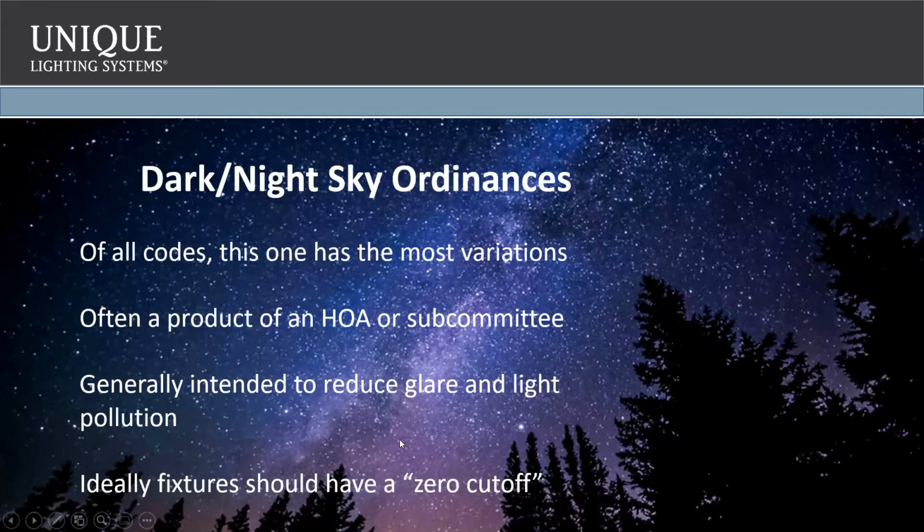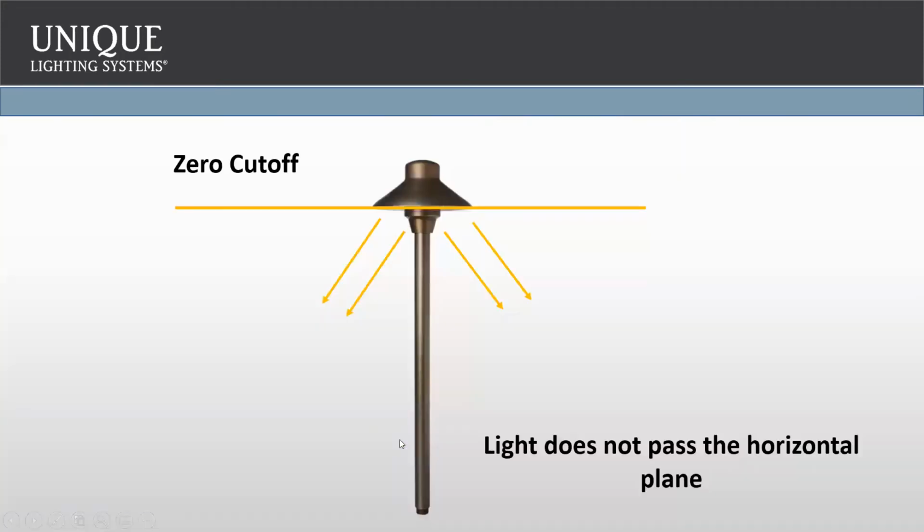So I was talking about zero cutoff, and this is an example of what they mean by zero cutoff. If you have a horizontal plane, no light can pass above that horizontal plane. This applies to carriage lights on the house or anything else: draw that line, and no light can go through it.